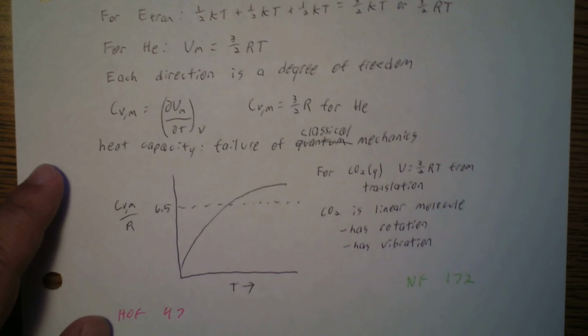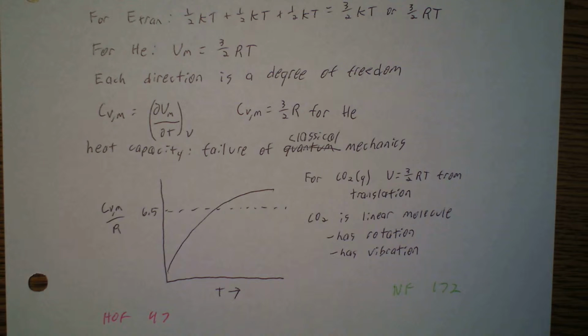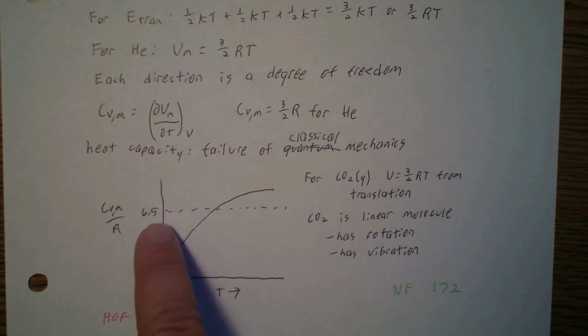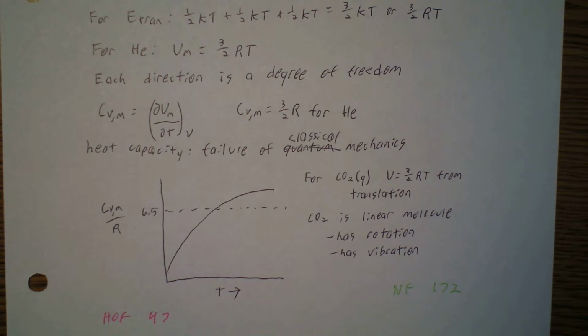Now here's a graph that you've probably seen about 5 times so far this term. This is a graph of the molar heat capacity at constant volume divided by R to get rid of the units versus temperature for carbon dioxide. Now the expected value is 6.5 because it has the translational energy and then rotation and vibration. We'll talk about that later. But the point is that classical mechanics says it should be constant. It should be a straight line. There's no reason for it to change.